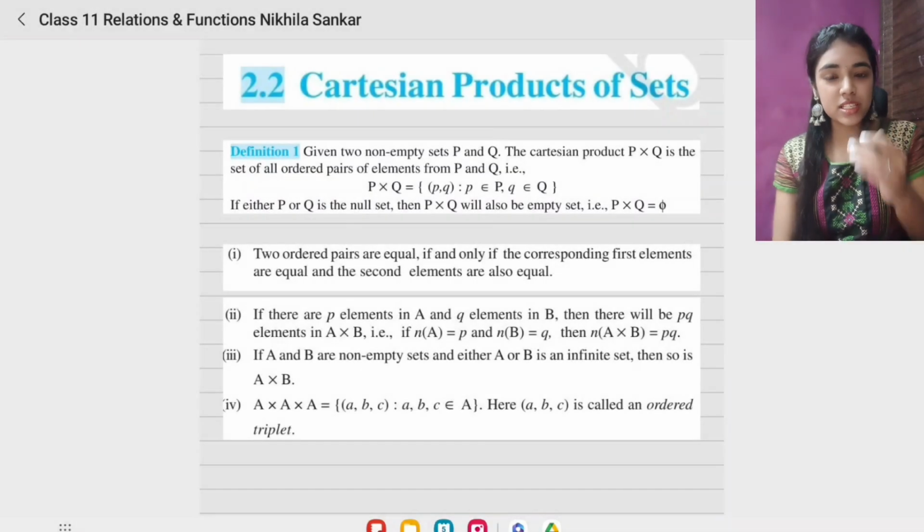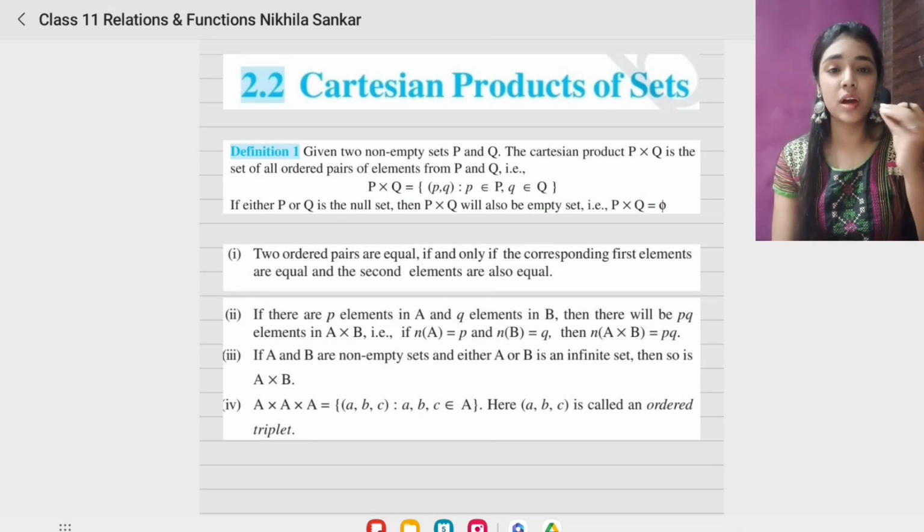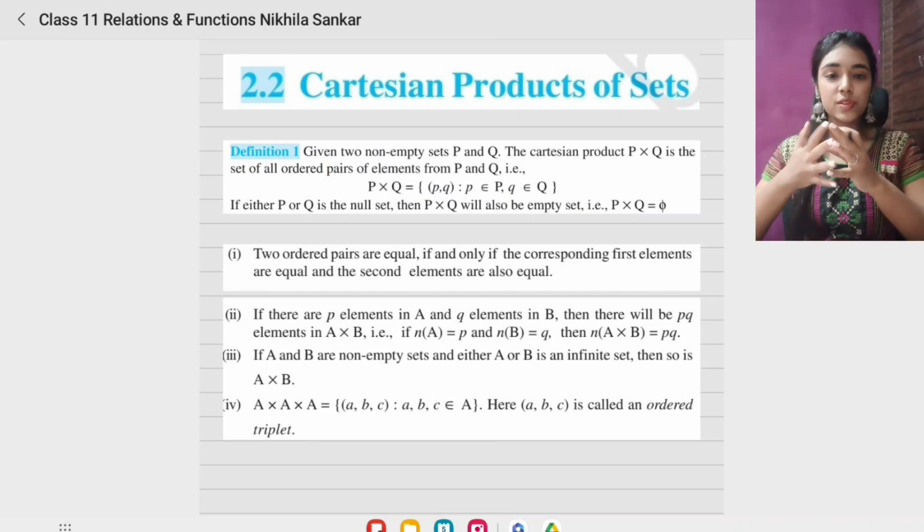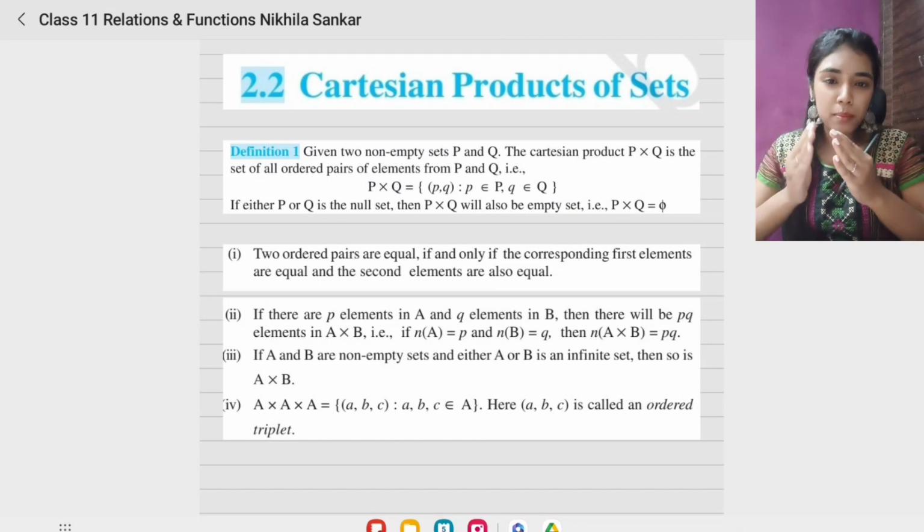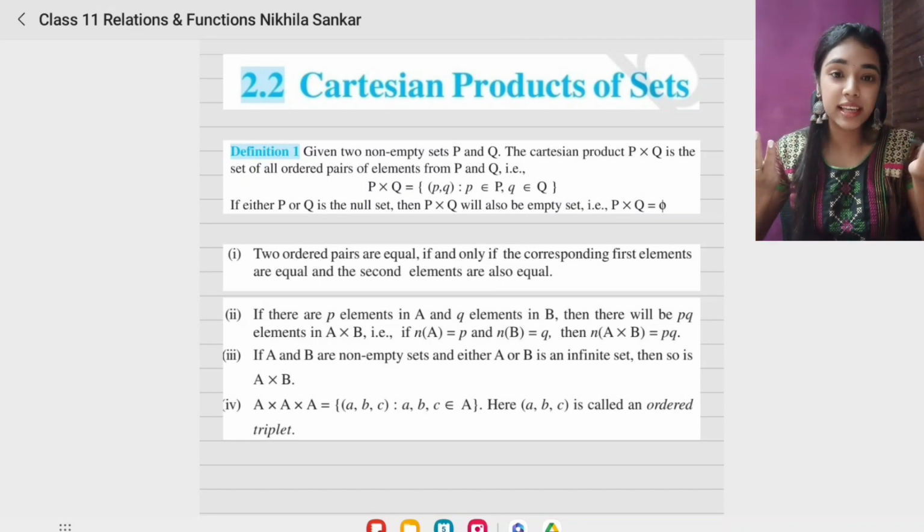New chapter. In the first chapter we learned about sets. You have sets A, B, C. Now we are going to see what relations they have. Now, a mother and a child can have a relation. Brother and sister have a separate relation.